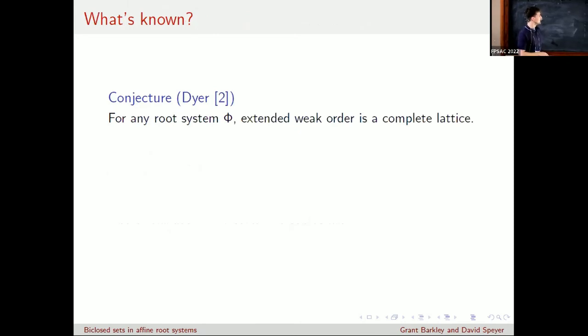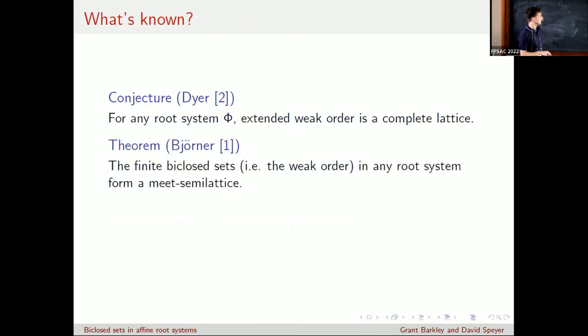So what is known? There's this theorem that I mentioned by Bjorner, which tells us the finite biclosed sets form a meet semilattice. That's nice. If we can extend that to all the biclosed sets, then that would actually prove the full theorem. There's a trick you can do to prove the full theorem if you knew it for all biclosed sets, but we don't.